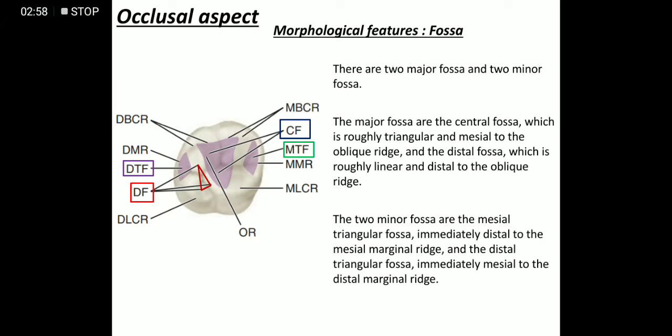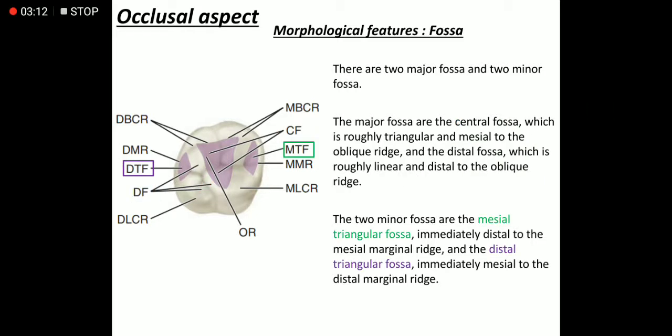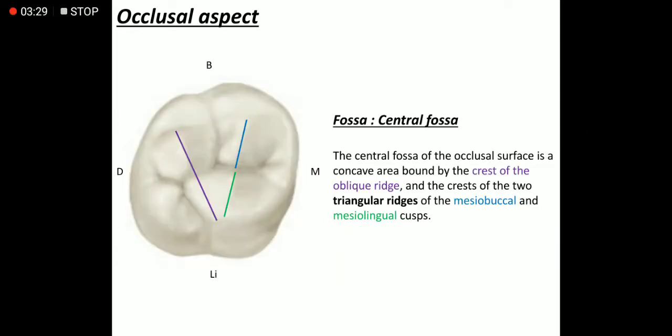Fossas. There are four fossas present on the maxillary first molar, two major and two minor. Central fossa and the distal fossa are the two major fossas. The two minor fossas are the mesial triangular fossa and the distal triangular fossa. Mesial triangular fossa lies immediately distal to the mesial marginal ridge, whereas the distal triangular fossa lies immediately mesial to the distal marginal ridge.